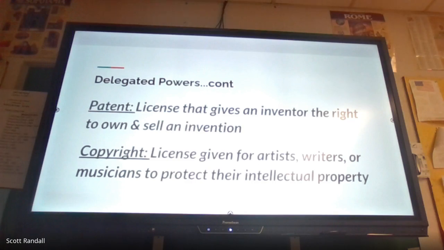So if you have an idea for a better mousetrap, as they would say, you would issue a patent. You have to go into detail on how your item works, and a lot of times you have people who have the same ideas. All right, so it's important to get those in, and then these inventors can sell the patent. And then copyright is usually for artists and writers and things of that nature.